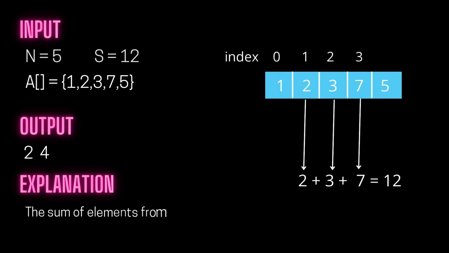Now let's see the input and output of this question. They have given us the array of integers, n as the size of the array, and s the sum of the subarray that we need to check. Now in this sample input and output, we can see that the sum of the elements from position 2nd to position 4th gives us the sum 12, that is the given s. So the output is 2 and 4.